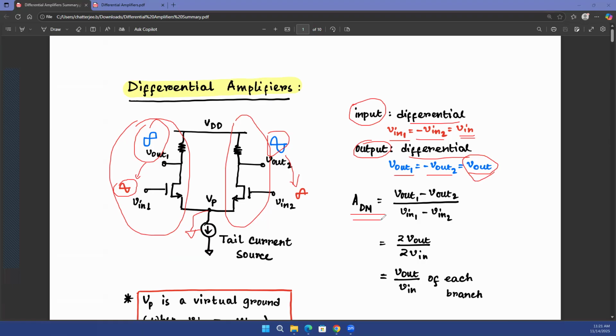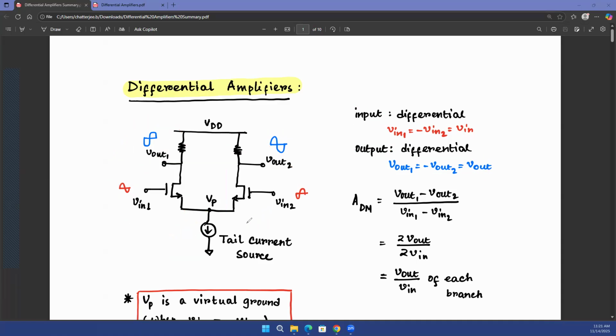So your differential mode gain, A subscript DM, is signifying the differential mode gain. That is equal to Vout1 minus Vout2 divided by V in 1 minus V in 2. Because your Vout1 and Vout2 are 180-degree phase shifted versions of each other, Vout1 minus Vout2 is going to be twice Vout. Similarly, V in 1 minus V in 2 is going to be twice V in. So your 2 gets cancelled out. So differential mode gain is nothing but V out over V in of each of the branches. So that makes life a lot easier, right? It's just V out over V in of each of the branches.